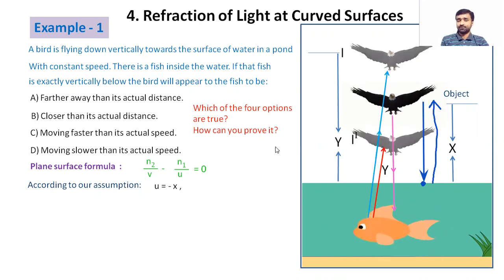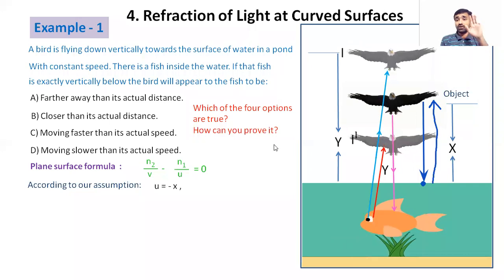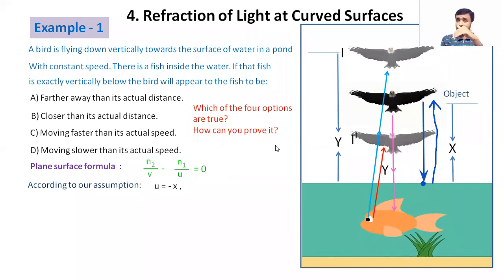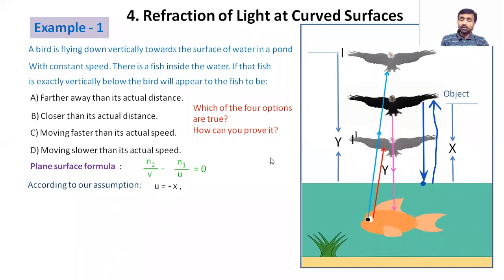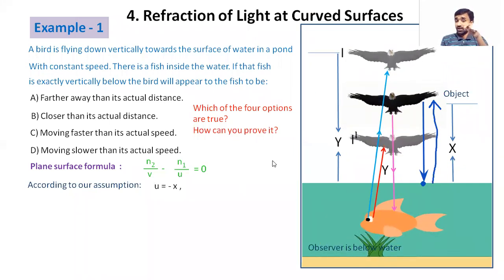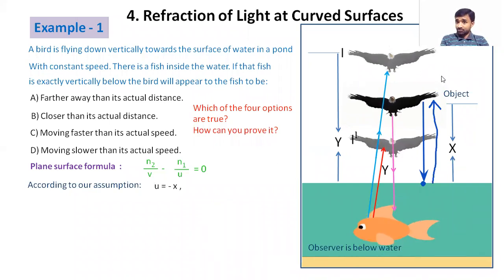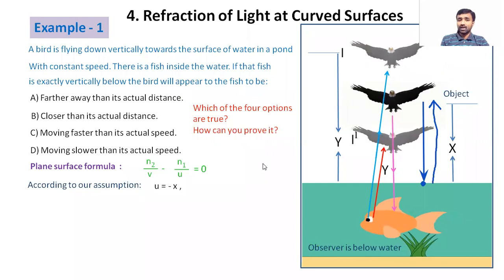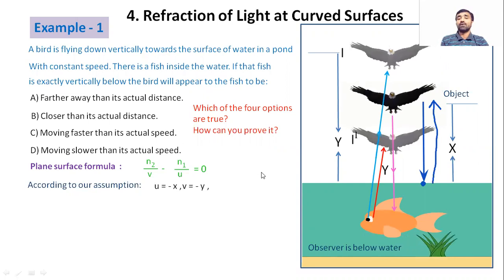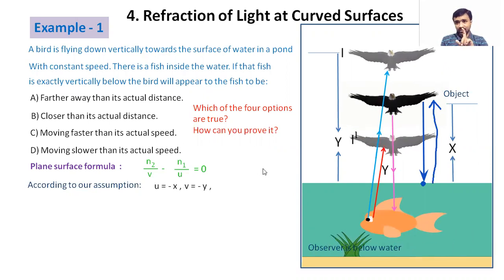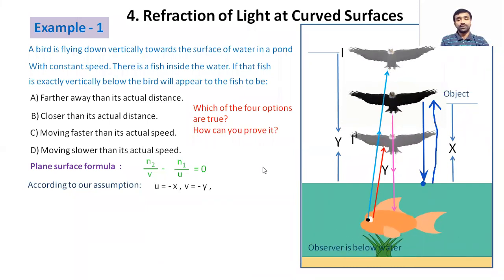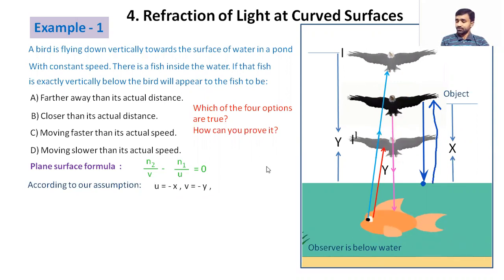Then where will be the image? Our assumption is image distance y. You measure it also above the water. Since the object is above the water and the image is also above the water, the image distance v is taken as minus y. Y is the distance, and minus indicates you are measuring opposite to the incident light ray, on the same side as the object.